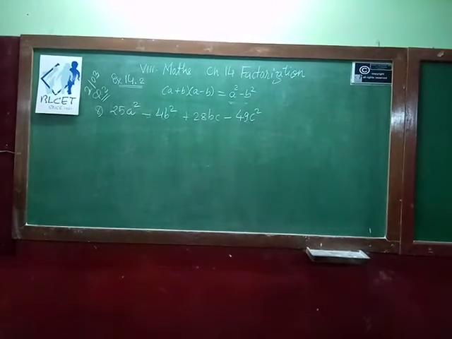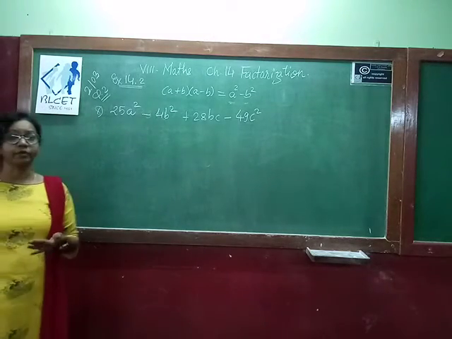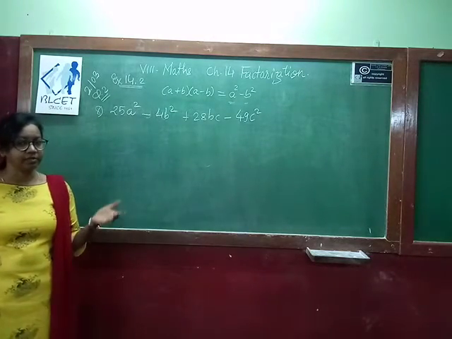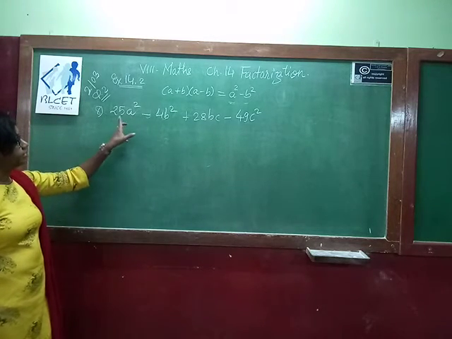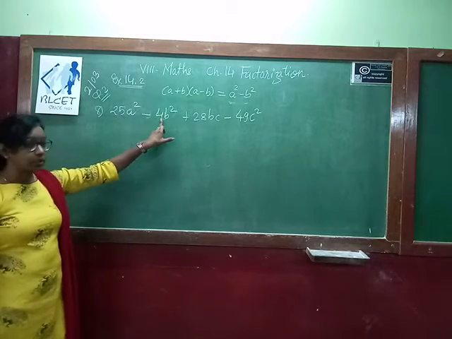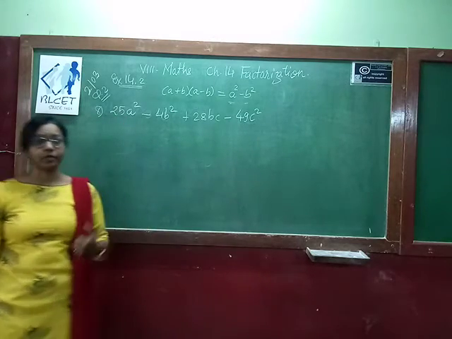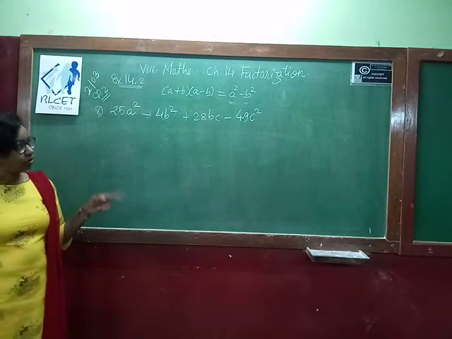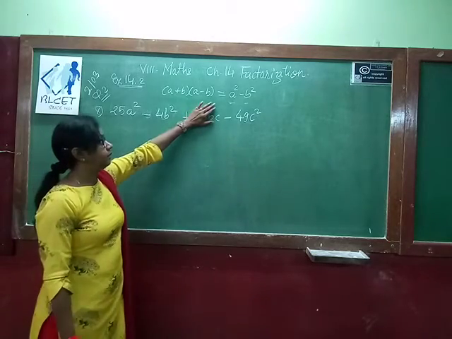Here you have a total of 4 terms in the given algebraic expression. So we have to rearrange or regroup the terms. 25a square is a perfect square, 4b square is a perfect square and 49c square is also a perfect square. So what we have to do? We have to check the middle term. So this is your middle term.